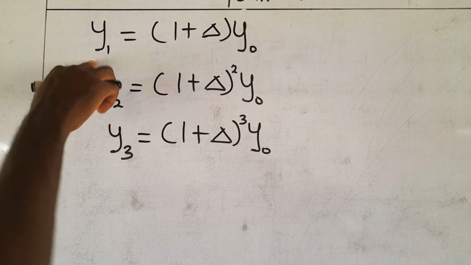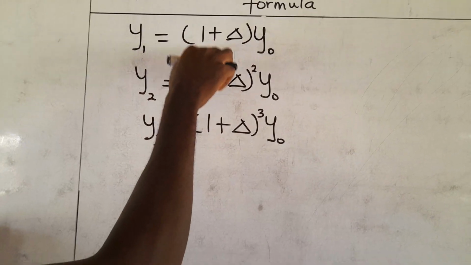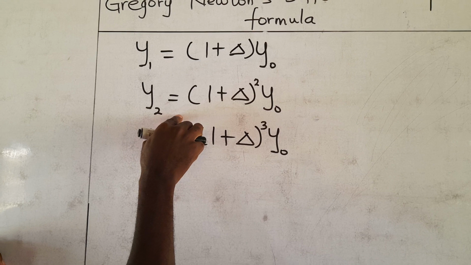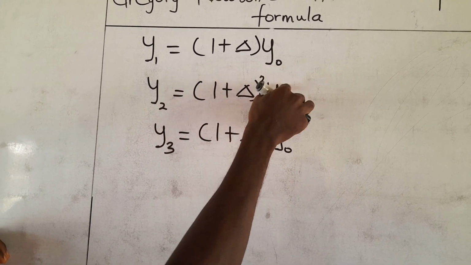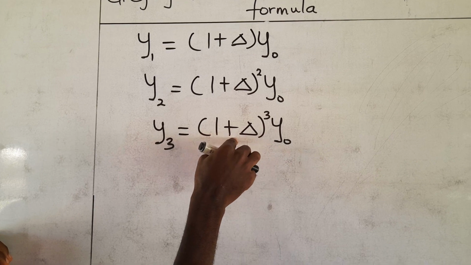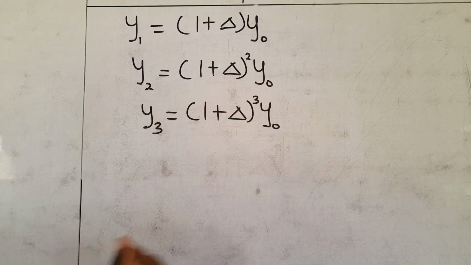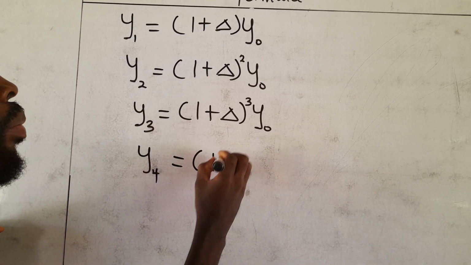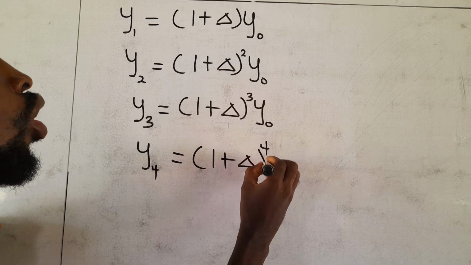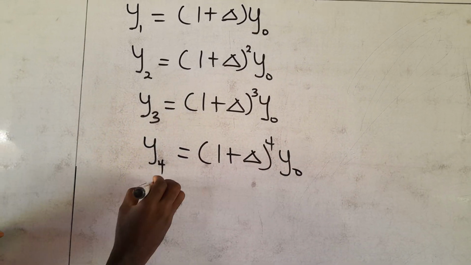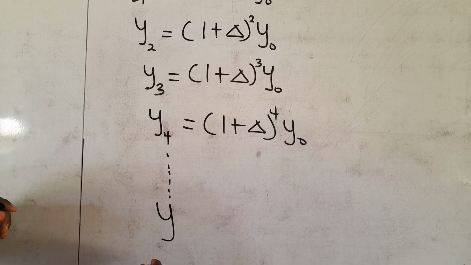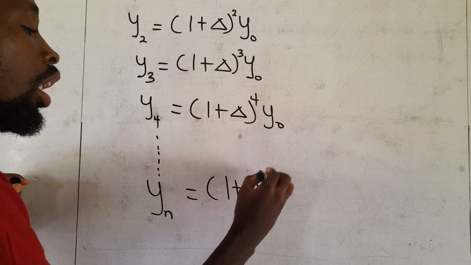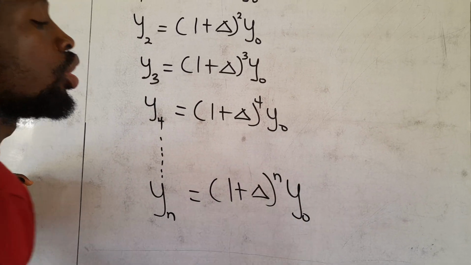So when we have y1, we realize it's equal to 1 plus del, remember exponent 1, y0. And when we have y2, it's equal to 1 plus del squared y0. When we have y3, it's equal to 1 plus del cubed y0. Now we can conclude that if we have y4, without solving, we will get 1 plus del exponent 4 y0. Is that not it? So that will continue. So we can say when we have yn, it will be equal to 1 plus del exponent n y naught. I hope you get that.